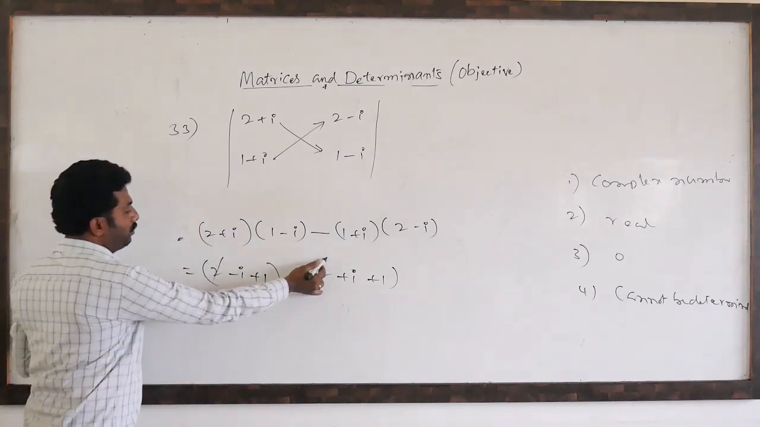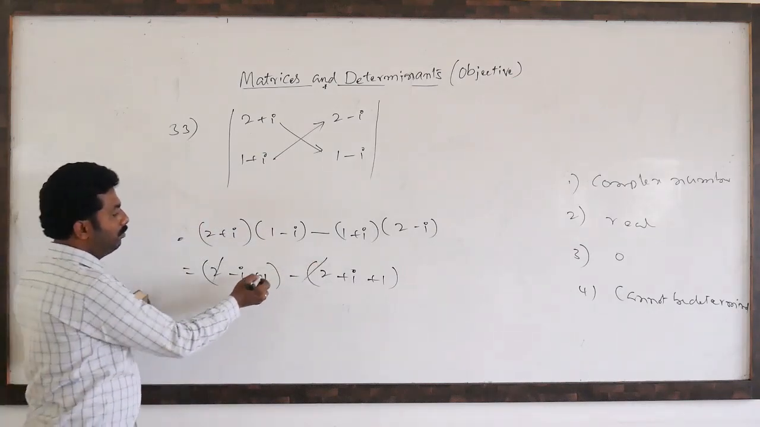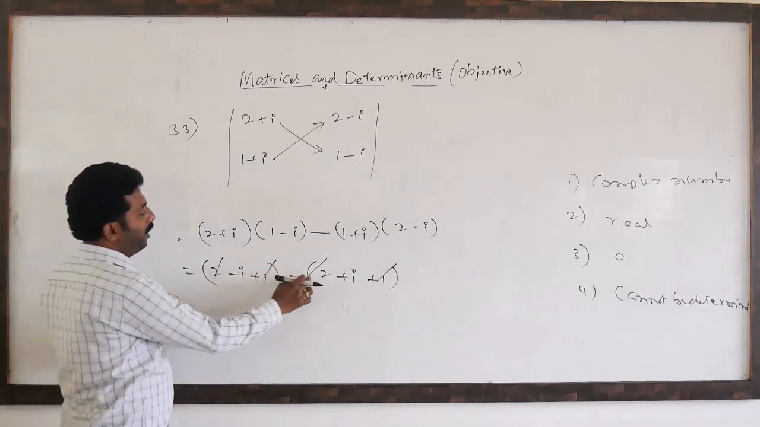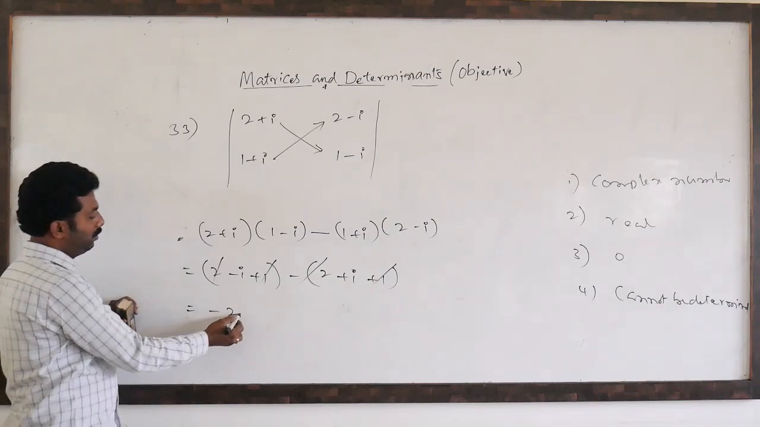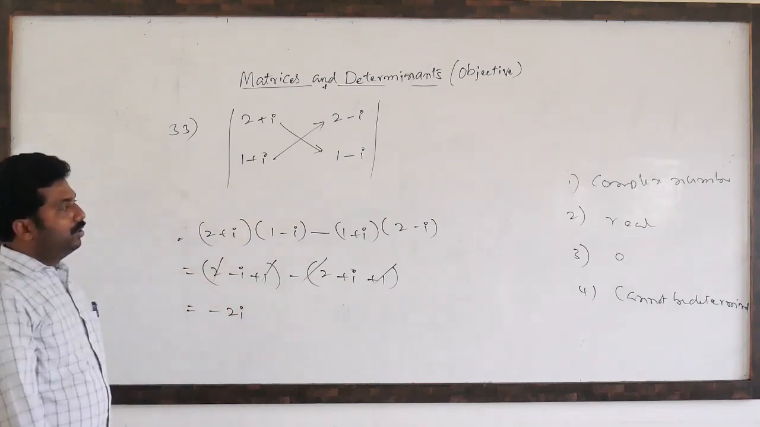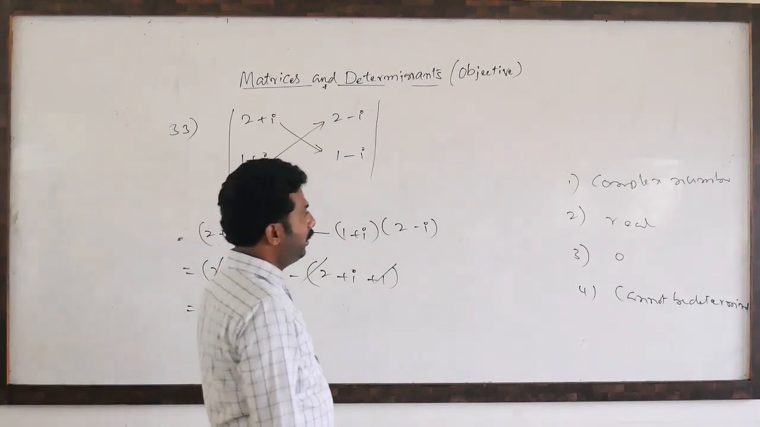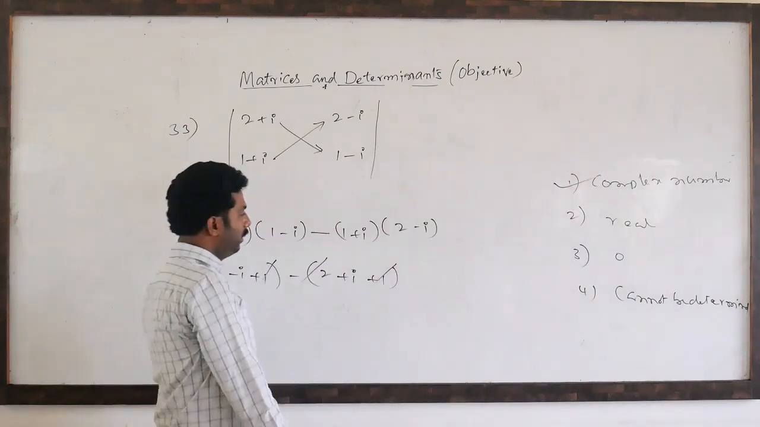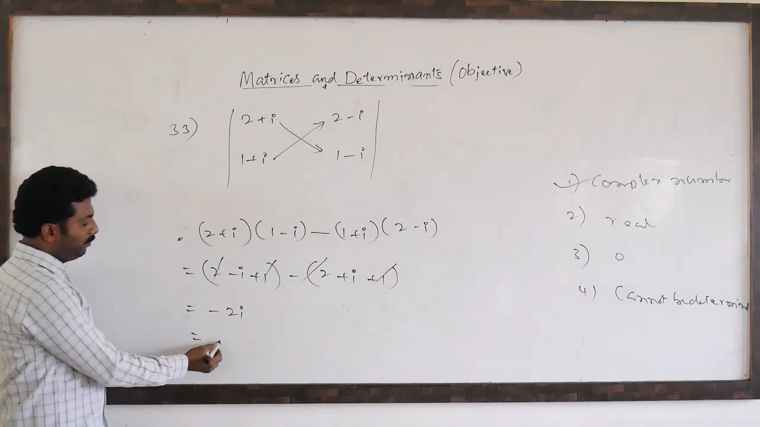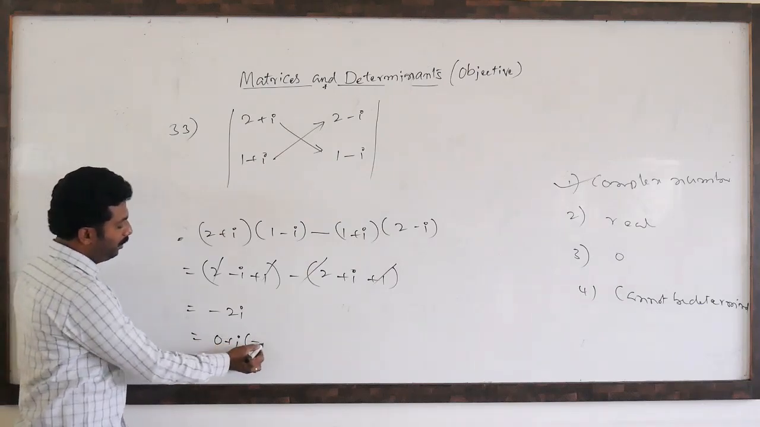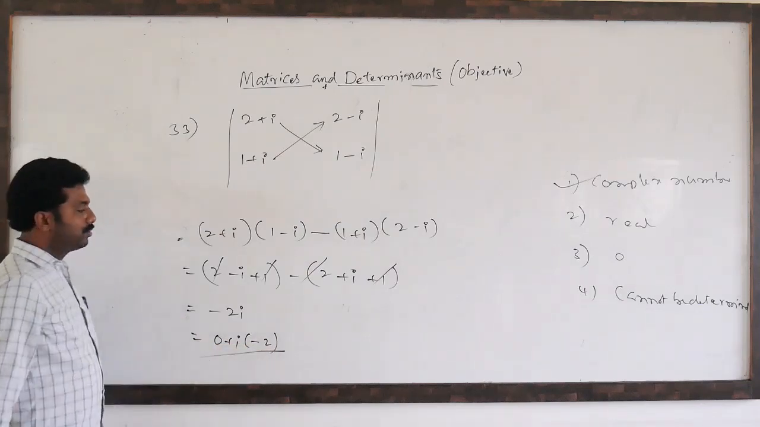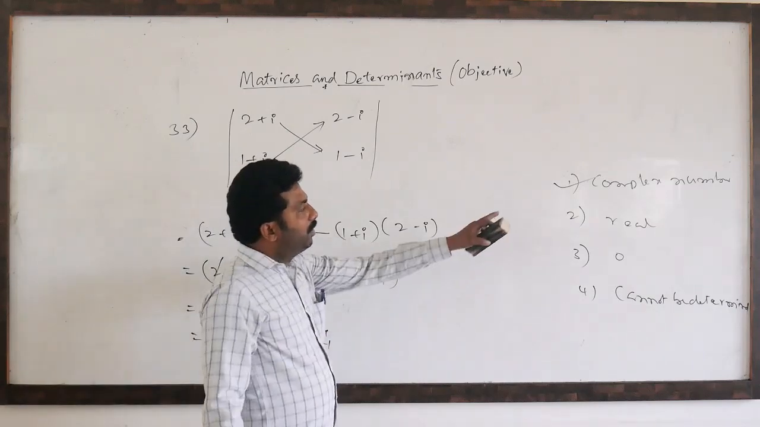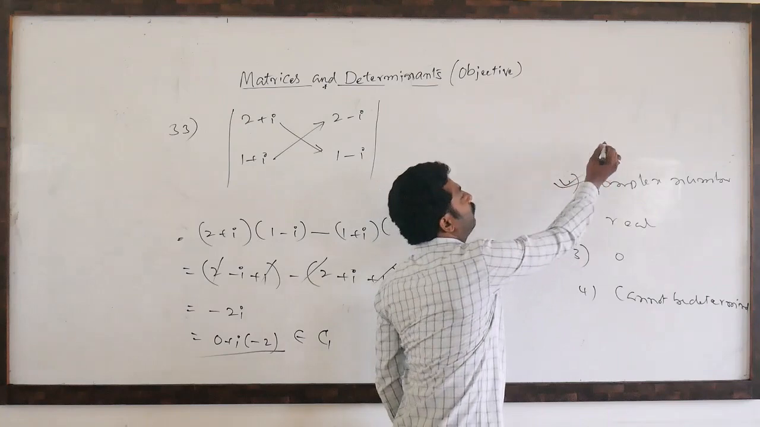So 2 minus 2 cancel, plus 1 minus 1 cancel, minus i, which is minus 2i. So minus 2i is a purely imaginary part. So very clear, it can be written as 0 plus i into minus 2. So this number clearly belongs to complex numbers. Complex number means we have to give the first option.